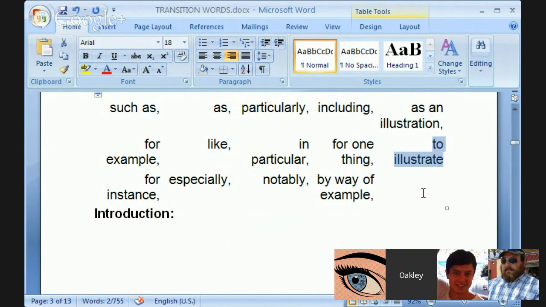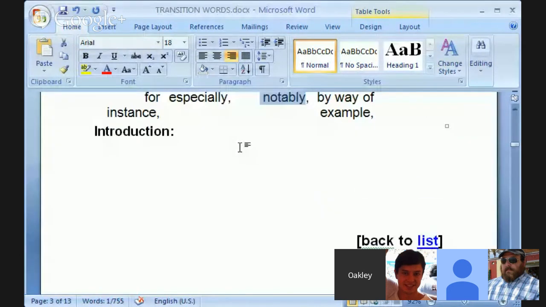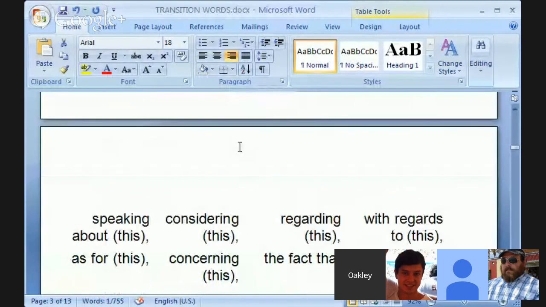Basically, in reported speech, the author illustrates how something happens. His speech illustrates the technique for tying your shoes. It gives an example. Notably is an interesting one as well. Notably, we use this one when we want to say something is a very important example. That's pretty basic. I think you probably know how to use those.